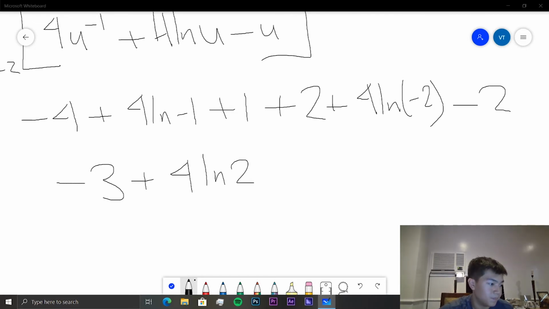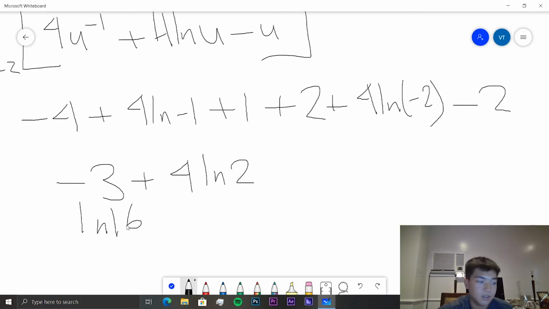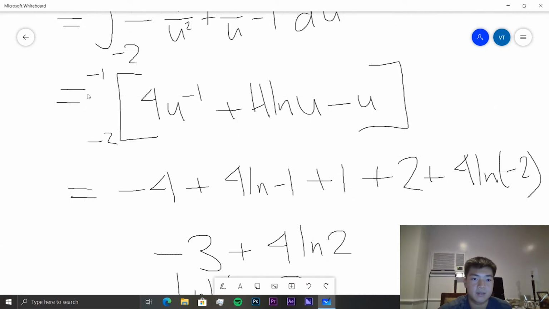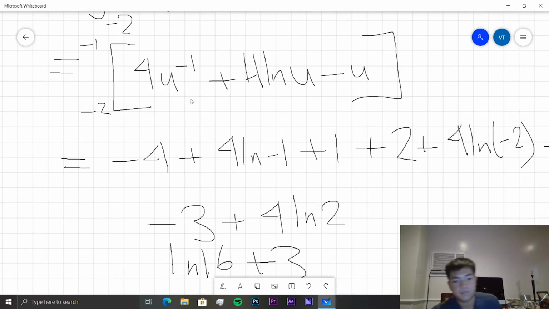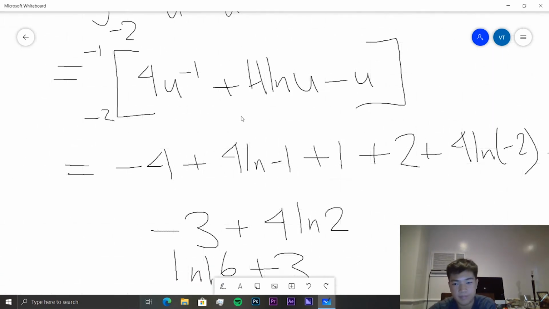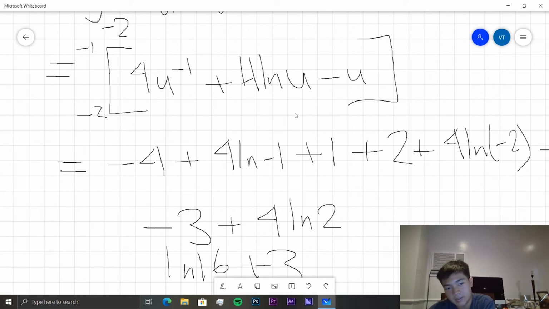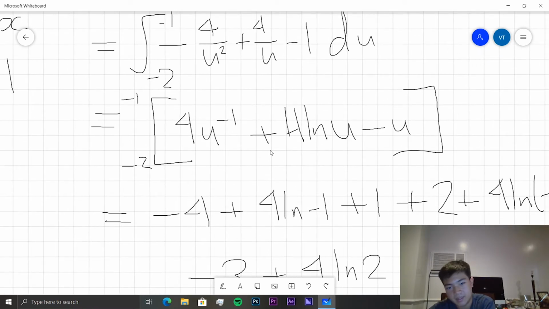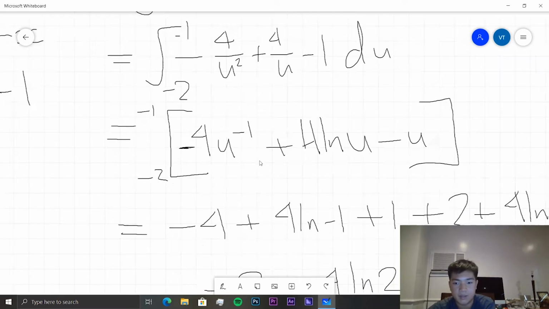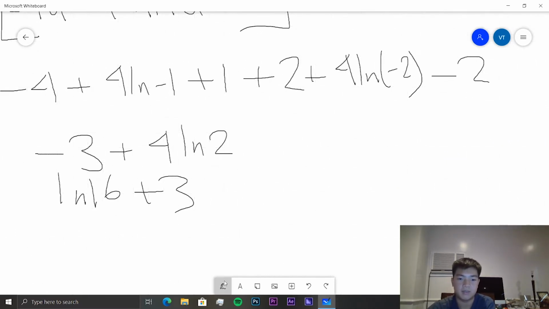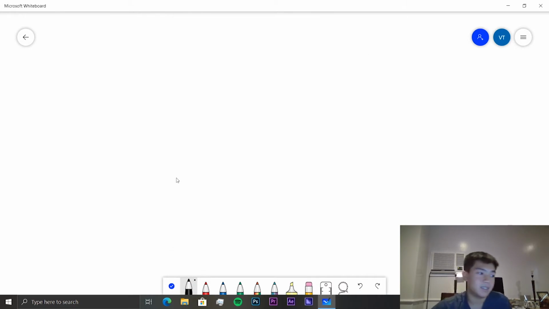So this is simply ln 16. Oh, it's plus 3. Interesting. Maybe I've made a mistake with the limits. For u negative 1. Unless this is, oh wait, this might be negative. Yeah, this is negative for u negative 1. Oopsies. So yeah, it's ln 16 plus 3. Anyways, on to the next one.